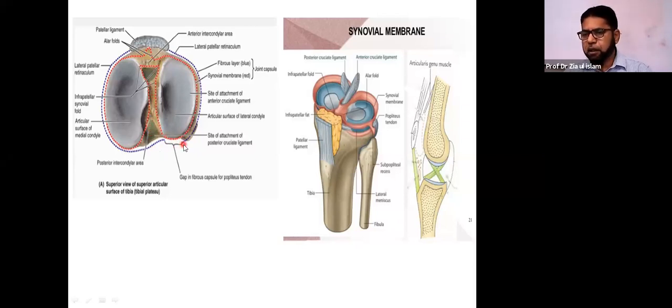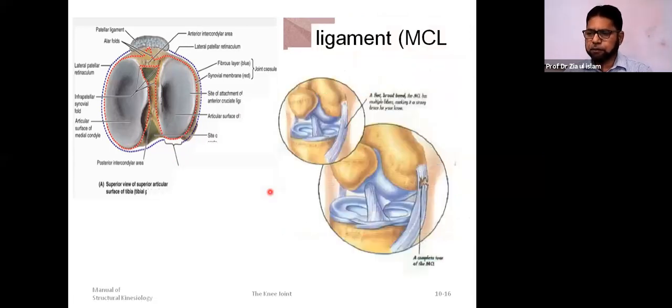Here, if you see on the lateral side, there is a deficiency. The capsule is not present here, and this is a gap for the popliteus tendon to come out, because popliteus passes through this small gap and goes to the posterior. This is for the popliteus. So this is how it is attached within the femur and the tibia. In fact, we are showing the plateau of the tibia.